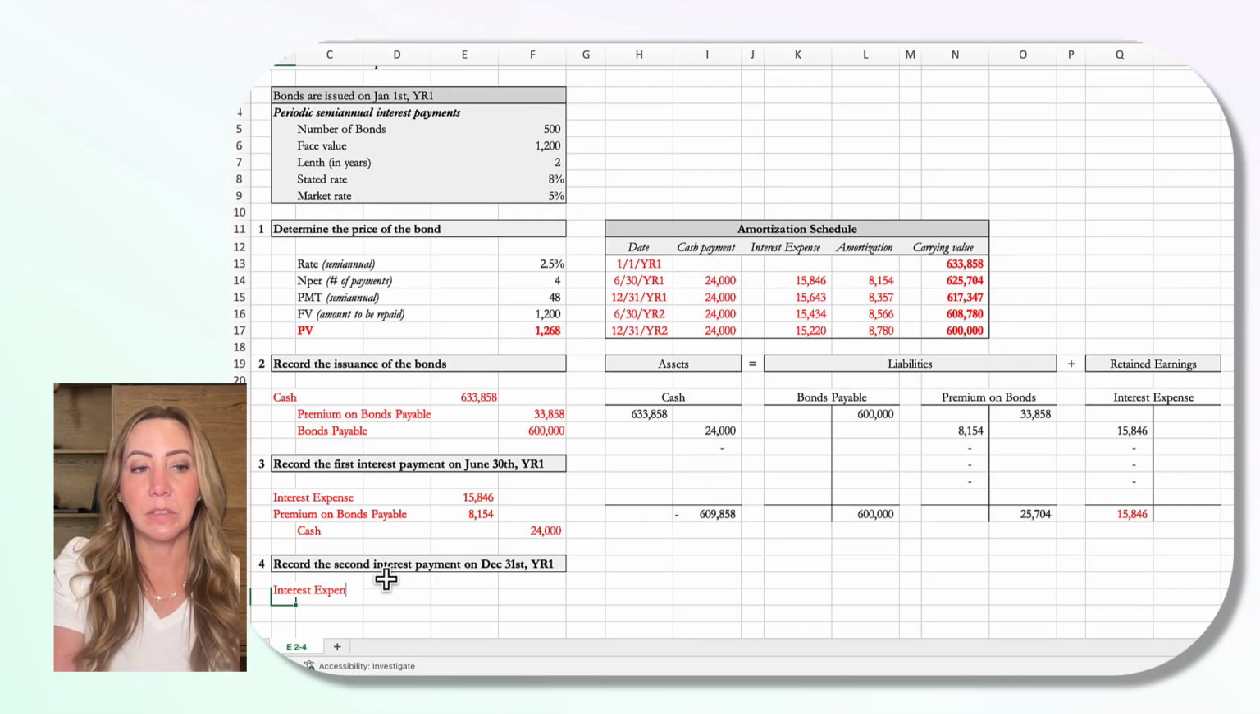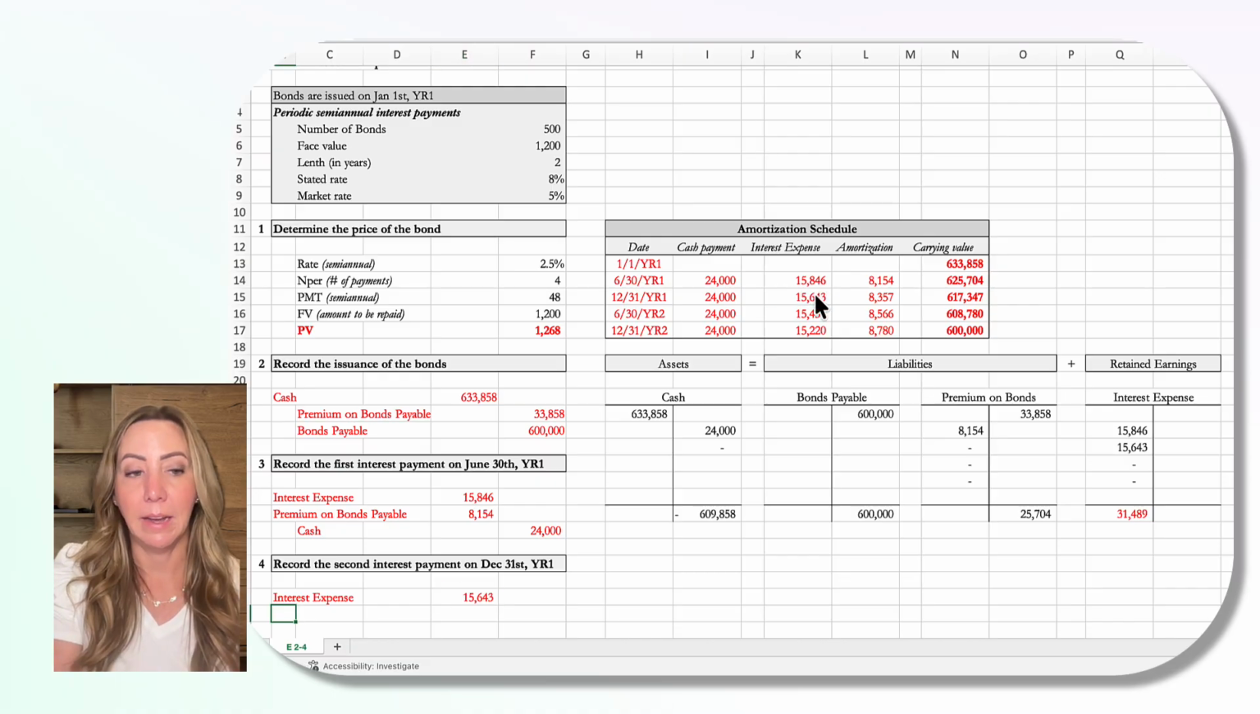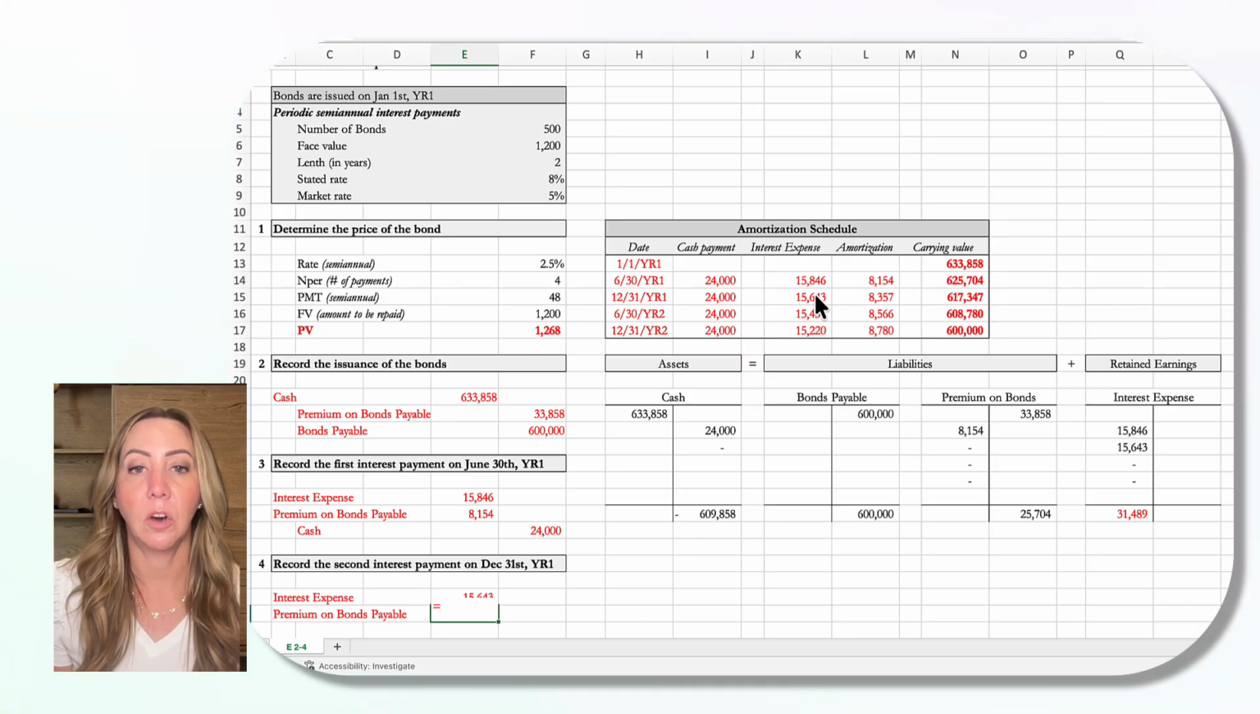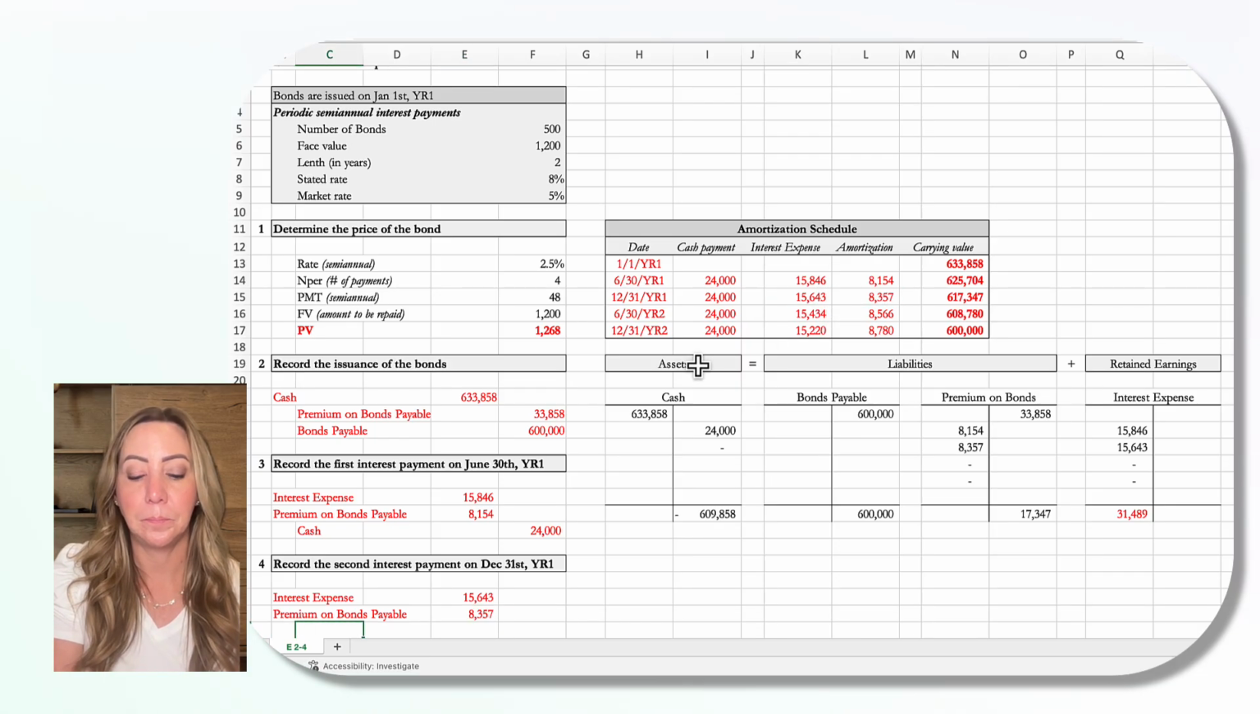Now I can record the second interest payment with a debit to interest expense again. And again, I'll refer to my amortization table for the numbers. Interest expense is $15,643. And I am going to debit premium on bonds payable as the offset, $83.57, to the cash payment of $24,000.